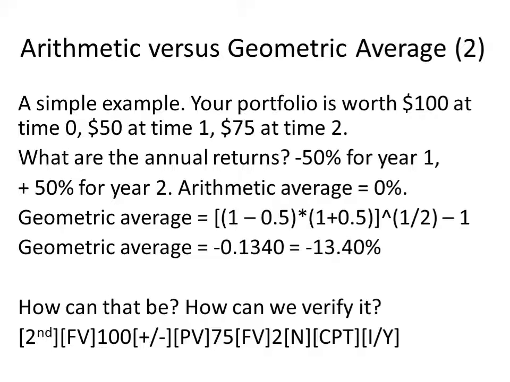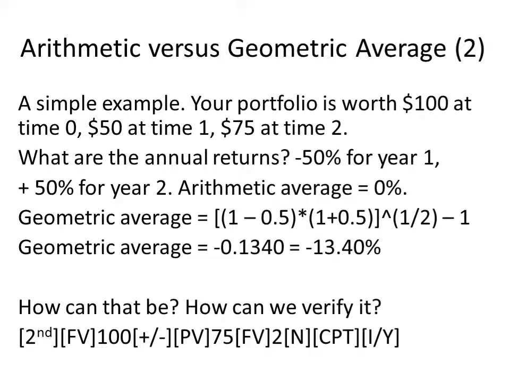Let's demonstrate. We're going to add 1 to each one of these returns in decimal form. So that's 1 minus 0.5 multiplied by 1 plus 0.5. In other words, we've got 0.5 times 1.5. So inside those square brackets, that's 0.75. And we're going to take that to the 1/2 power. Folks, that's just like taking square root. So just go ahead and use your square root button there. Then subtract 1. At that point, what I get is minus 0.1340. If I multiply by 100%, I get minus 13.40%.